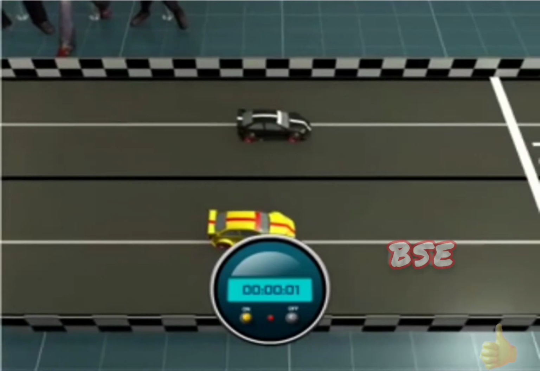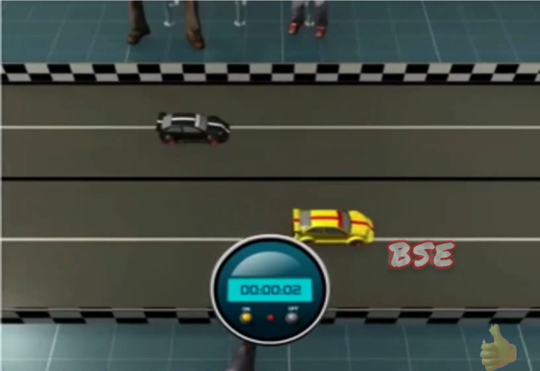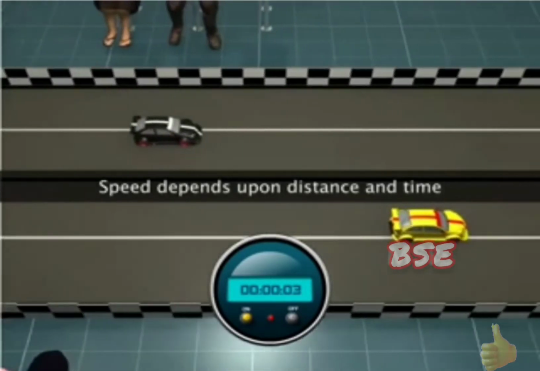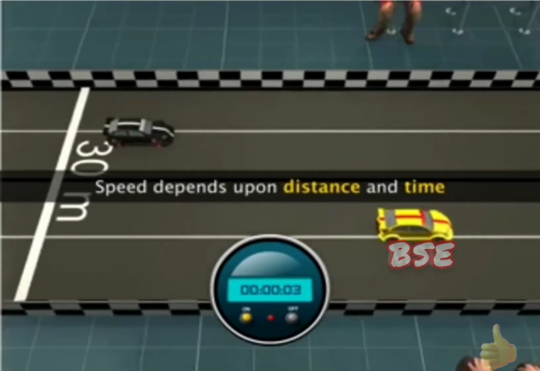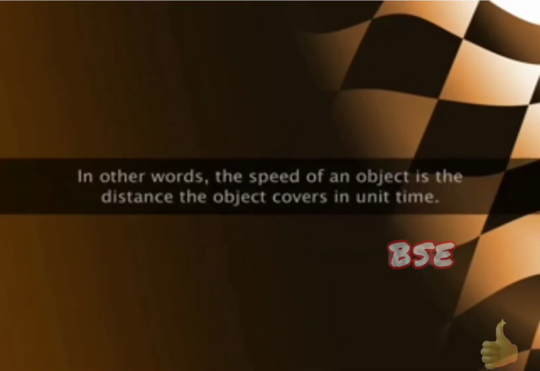To calculate the speed of a moving object, we must know the distance it has covered and the time taken to cover that distance. Speed depends upon distance and time, and the formula for speed is speed equals distance traveled divided by the time taken to cover that distance. In other words, the speed of an object is the distance it covers in unit time.